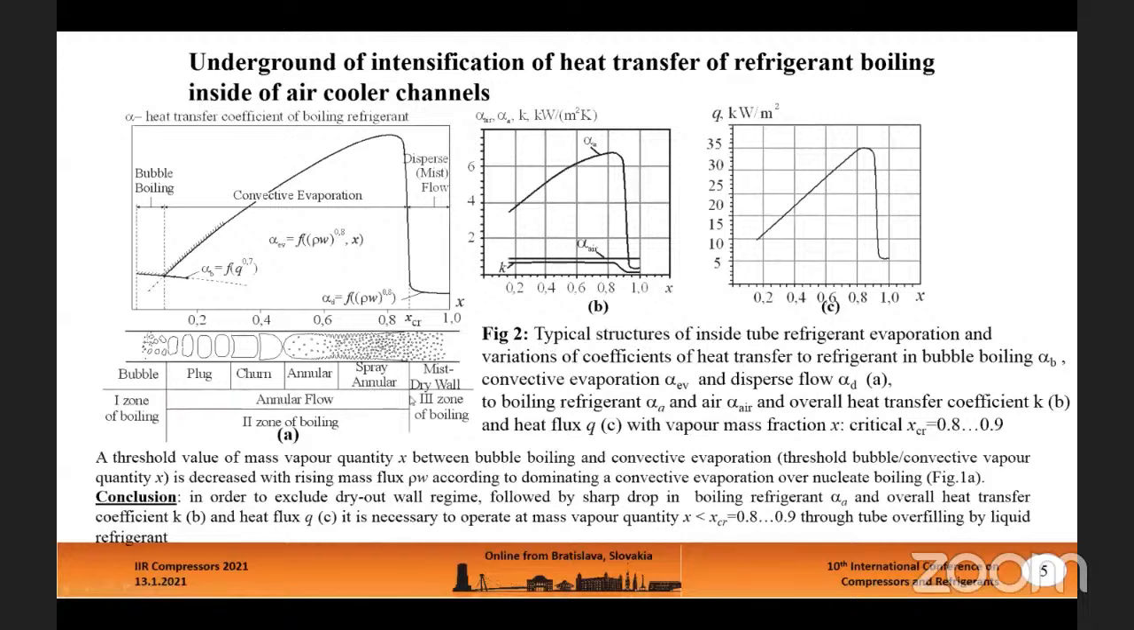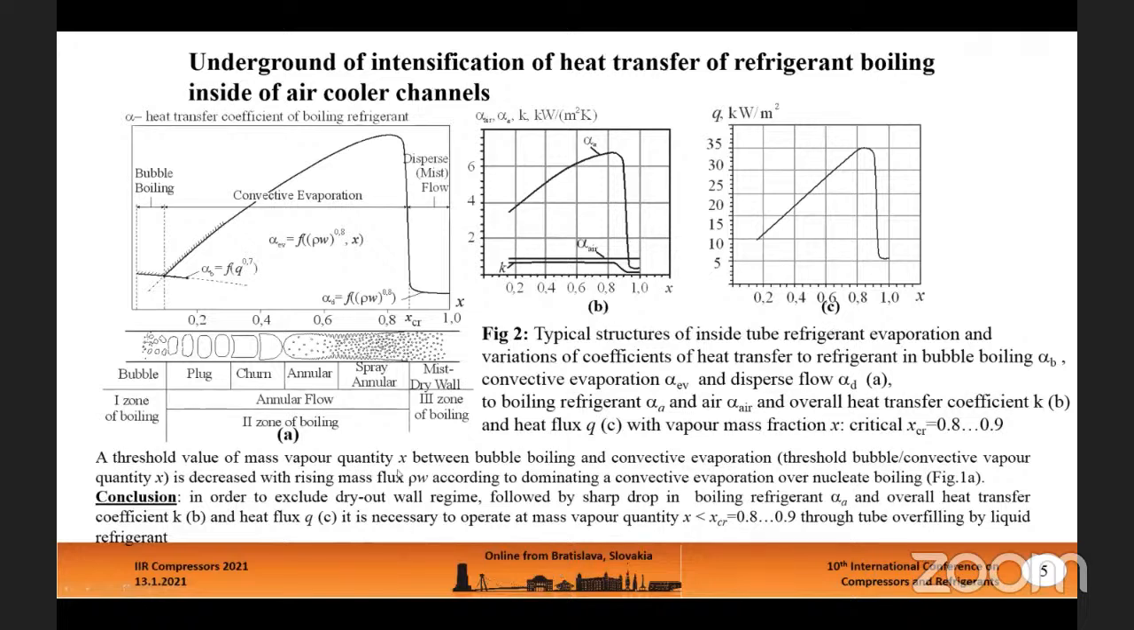Here you see in the picture typical structures of inside tube refrigerant evaporation, and the variation of the coefficient of heat transfer to refrigerant in the bubble zone, convective evaporation, and mist flow in the post dry out regime are presented in figure A. And heat transfer to boiling refrigerant, air side, and overall heat transfer coefficient, and heat flux as a result, in dependence on vapor mass fraction, are presented in figures B and C.